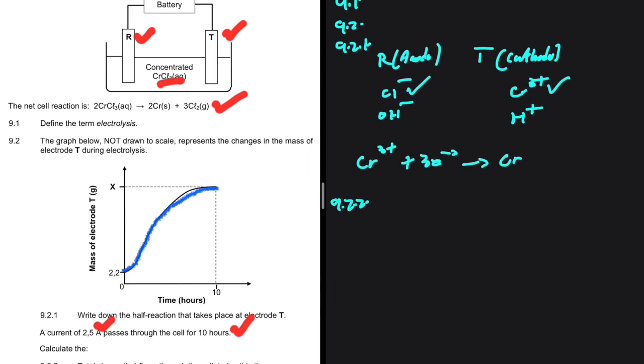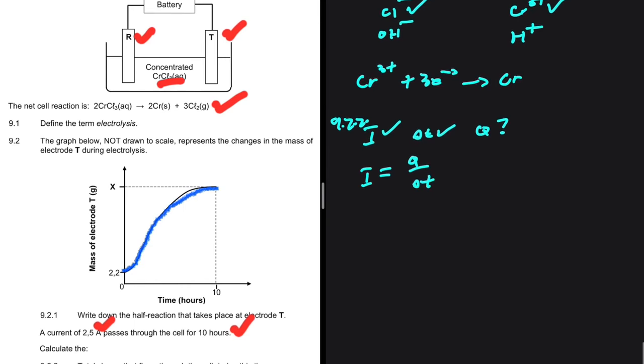9.2.2, a current of 2.5 ampere passes through the cell for 10 hours. Let's calculate the total charge that flows through the cell during this time. So we have the current, we have the time, we are looking for the charge. Which equation can we use? The current is the rate of flow of charge. So we're going to have the current being equal to the charge divided by the time. In order to find the charge, we can simply cross multiply and have the current 2.5 multiplied by the time, which is 10 hours.